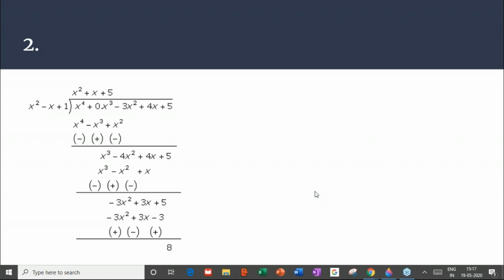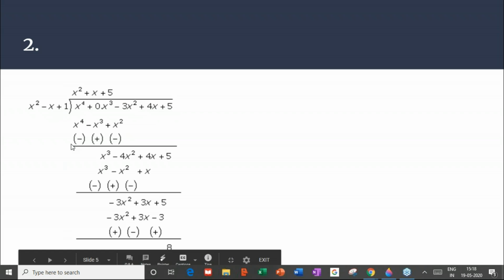Yeah, the quotient will be x square plus x plus 3. Yes. The quotient here is not right. Okay, so the quotient in this case will be x square plus x minus 3. And the remainder will be 8. Yes, there is an error here. I'm sorry, I was not able to correct this part.